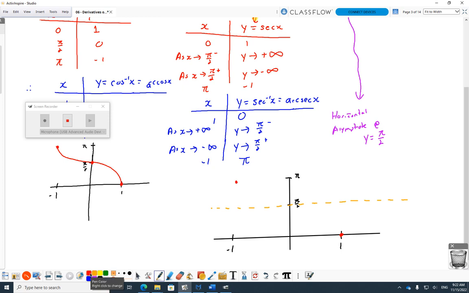Final step. As x goes to positive infinity, the y goes to pi over 2, but underneath. There's that side loop. Here's the other one over here. As x goes to negative infinity, it heads to pi over 2, but on the positive side.